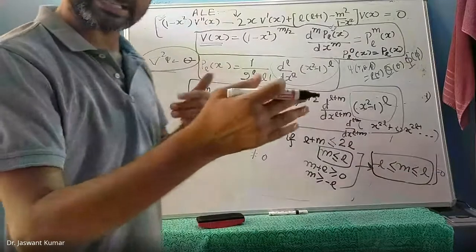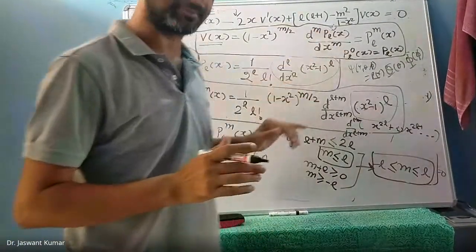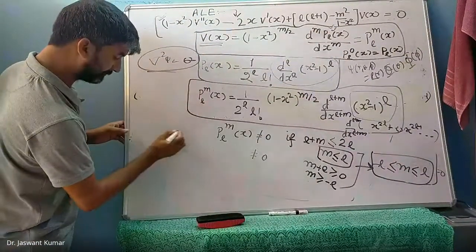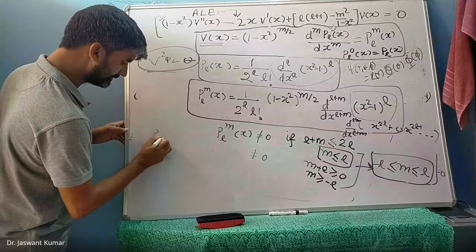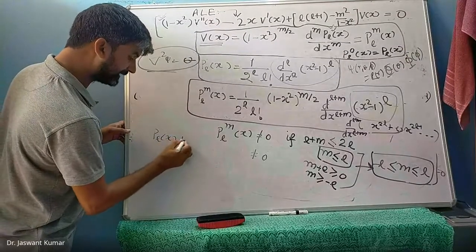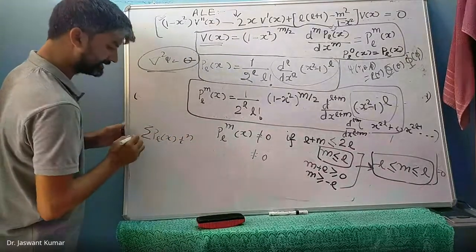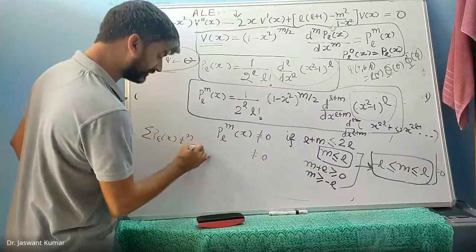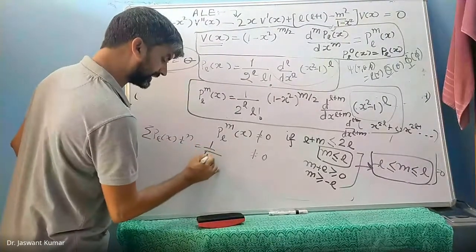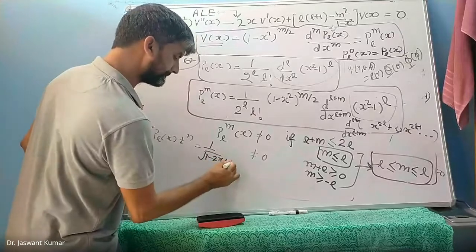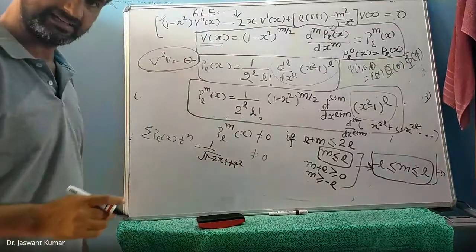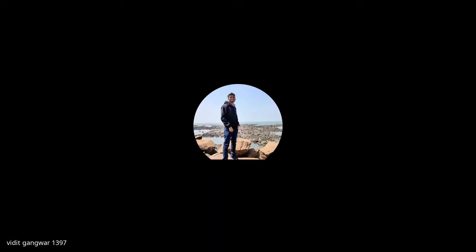Let me give you a little idea about its generating function. What was the generating function for PL of x? The generating function was written in this form: summation PL of x t to the power n was 1 by square root of 1 minus 2xt plus t square.